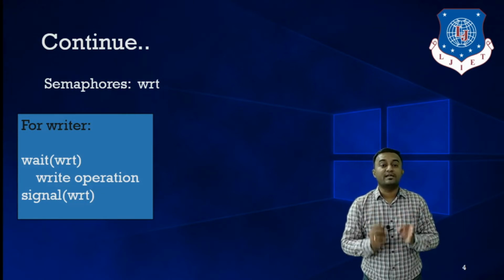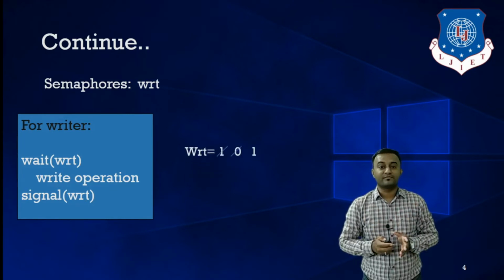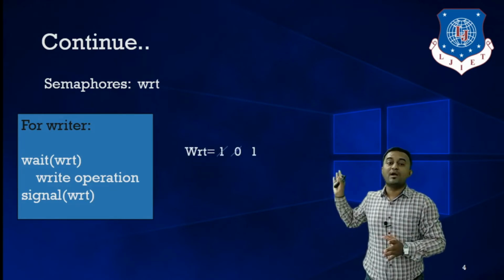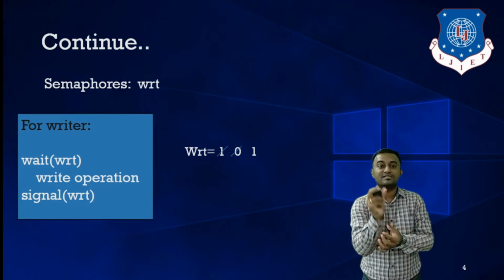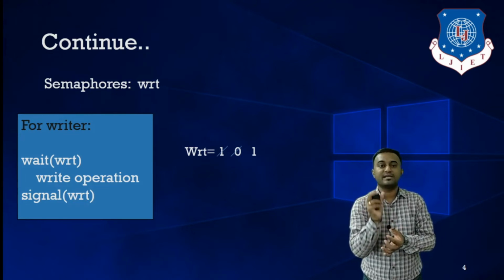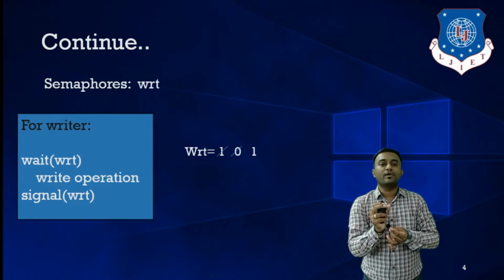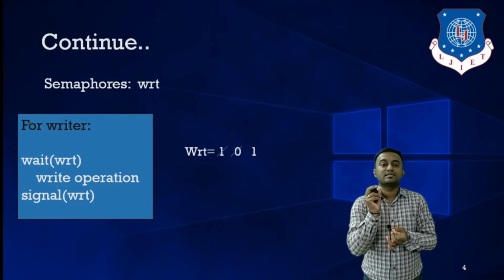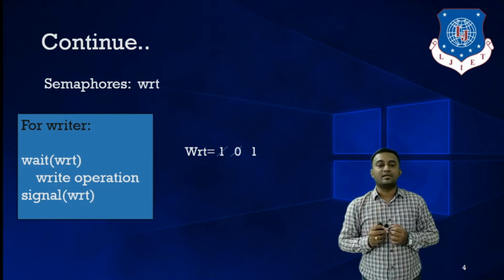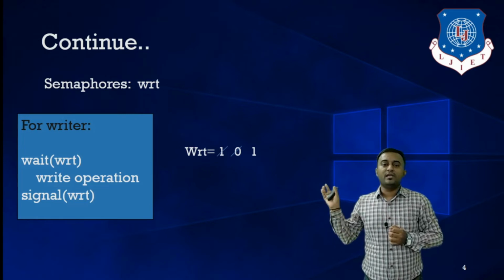So definitely the value of semaphore would be initialized by 1. In this case, WRT is nothing but one semaphore. WRT stands for write. It is nothing but the semaphore for the write operation, and its value is initialized by 1. You can see in the figure.